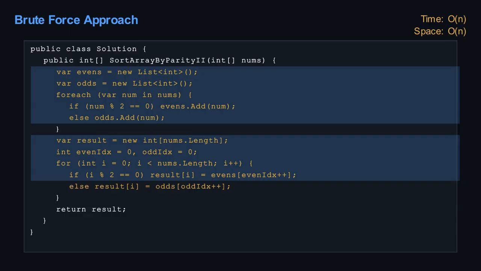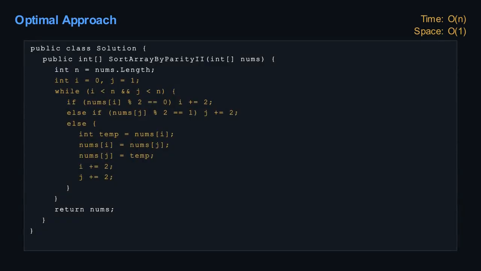In terms of time, we go through the original array once to sort numbers into evens and odds, and then we go through it again to build the final result. Each pass takes time proportional to n, so overall, it's big O of n time complexity. While big O of n time is generally good, the big O of n space means we're using more memory than strictly necessary. The key insight to optimize this problem is to swap numbers in place directly within the original array without needing extra storage.